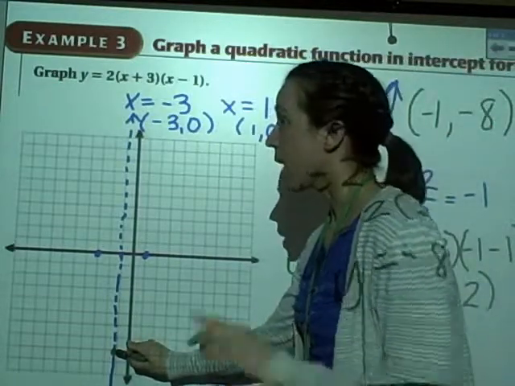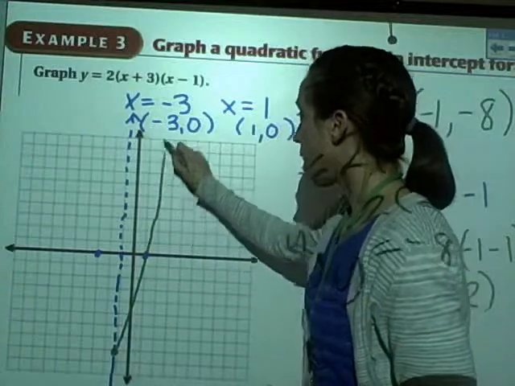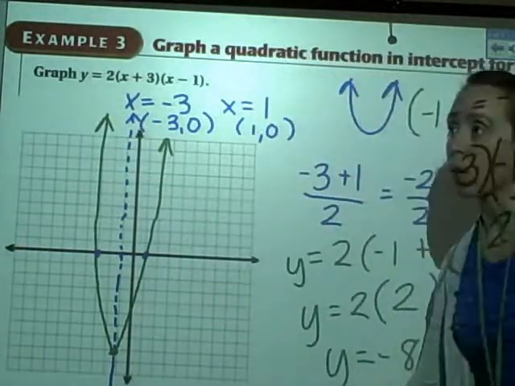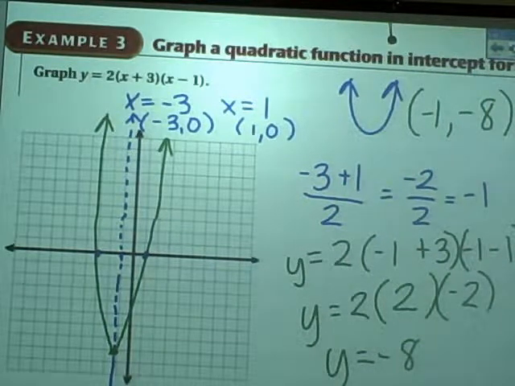Now, what's really cool about this form, you don't even have to find that other point. You can just go ahead and draw in your nice smooth curve there, and you're done.